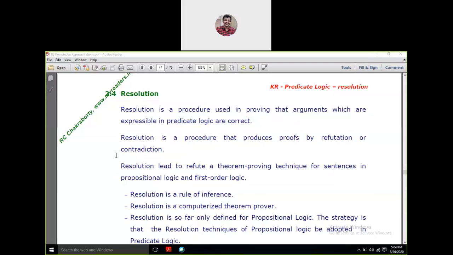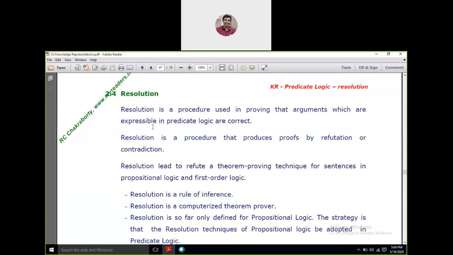Now, while we are talking about the resolution part, if we try to remember it in one statement, resolution is about proving something by application of contradiction, right? Resolution is about proving something by use of contradiction. That means if I'm proving something by applying contradiction, I call it the resolution representation, right? Resolution is also referred to as a rule of inference. Resolution is a computerized theorem prover. And these are all theoretical concepts you have to go through.